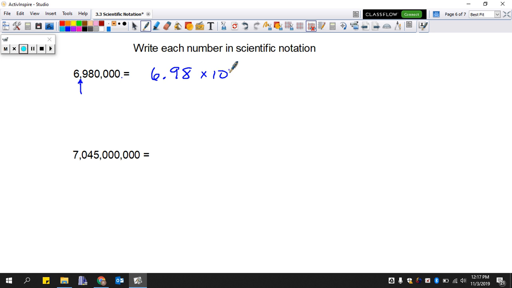Same thing with this one down here. We start off here, but we want to end up right here. So it's going to be 7.045. Remember, this has a 0 in it, but there are other numbers after the 0. And there are no more numbers after the 5 other than zeros. So we have 7.045 times 10 to the, and once again we count 1, 2, 3, 4, 5, 6, 7, 8, 9. So it's 10 to the 9.